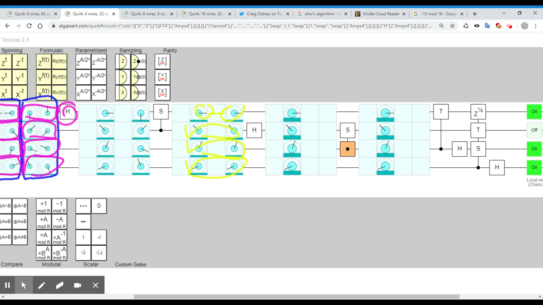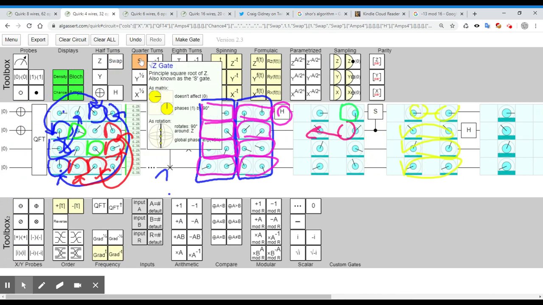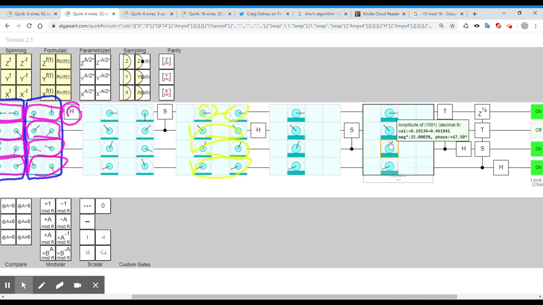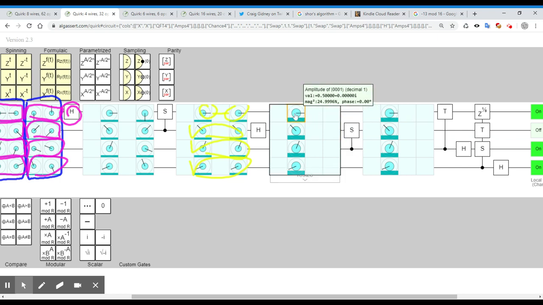What is an S actually? Is the S the root of Z? So it's like 90 degrees. I thought this would actually, where the third qubit from the right is a 1, for example here, right? Or am I again reading the numbers wrong? Of course I'm reading the numbers wrong. That's the second from the right. Oh my god.